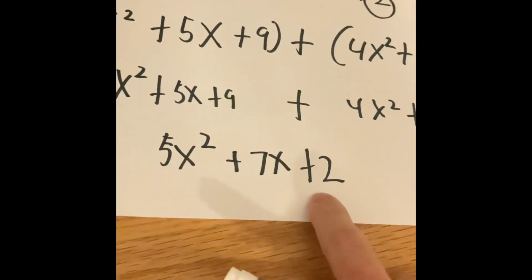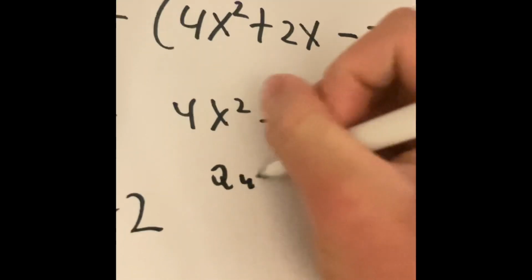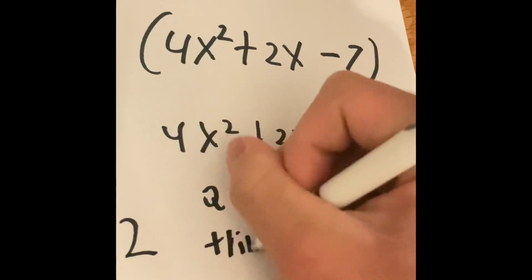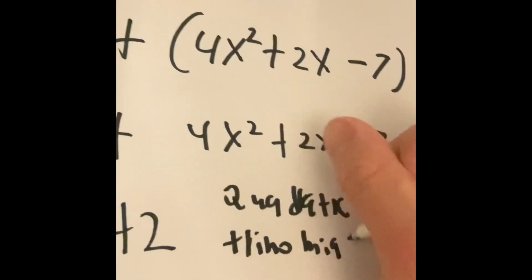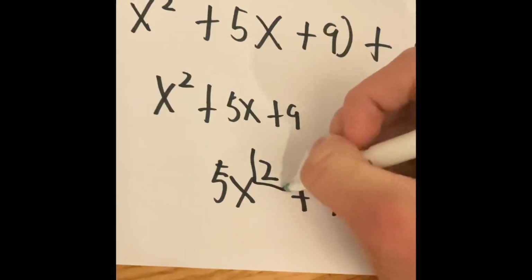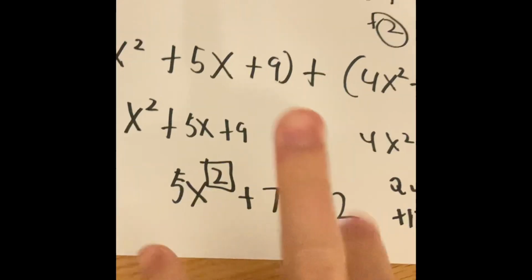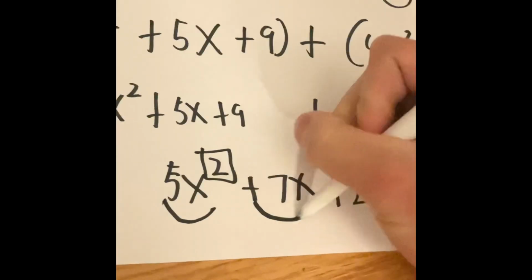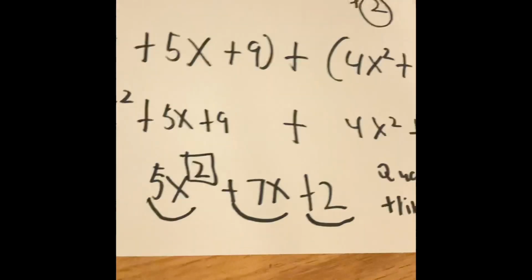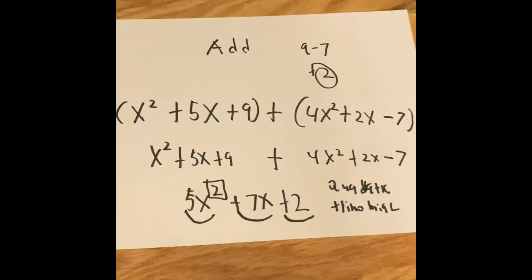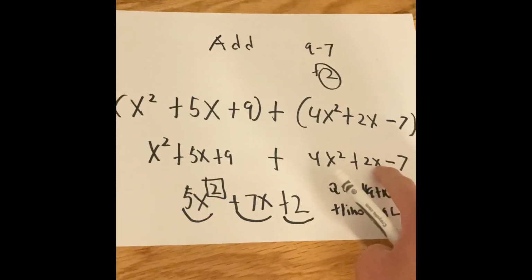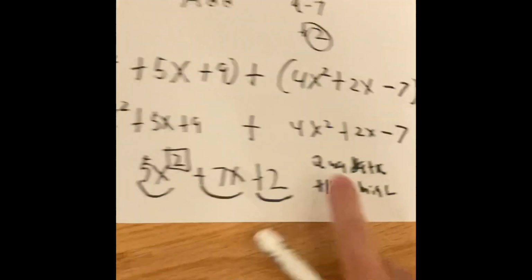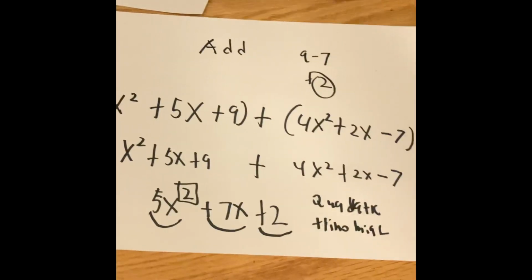The name for this expression will be a quadratic trinomial, because it has a square as an exponent, and there are 3 terms. There's 1 term, 2 terms, 3 terms. So when you add expressions, there are literally a few steps. 1, rewrite the equation; 2, put it in standard form; and 3, try to identify what kind of polynomial it is. So let's go to subtraction.